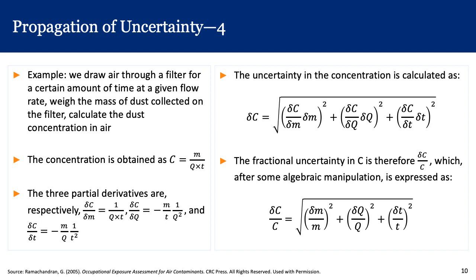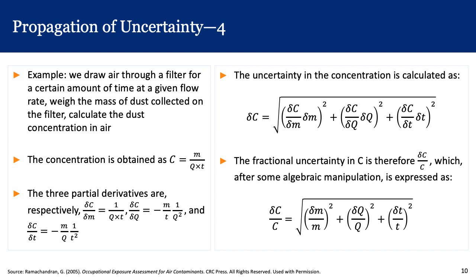So M divided by Q times T. In this case, we have these three variables, M, Q, and T. And so we can find the partial derivative of concentration with respect to mass, which is just 1 over Q times T. Then the partial derivative of concentration with respect to Q is minus M over T times 1 over Q squared. And the partial derivative of C with respect to T is minus M over Q times 1 over T squared.